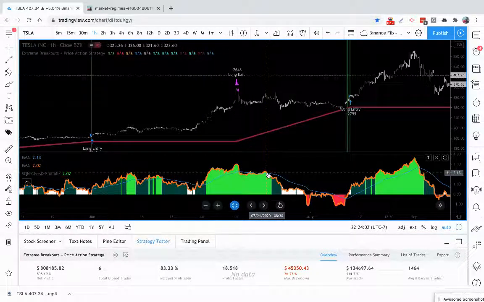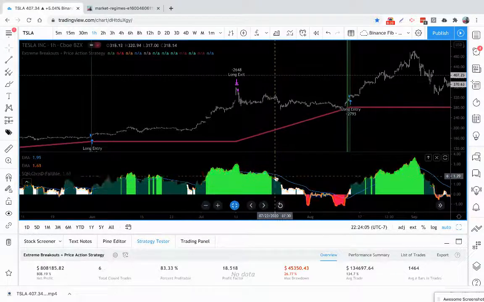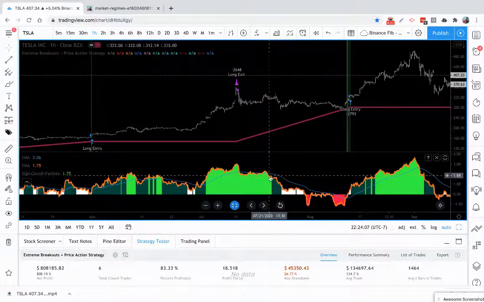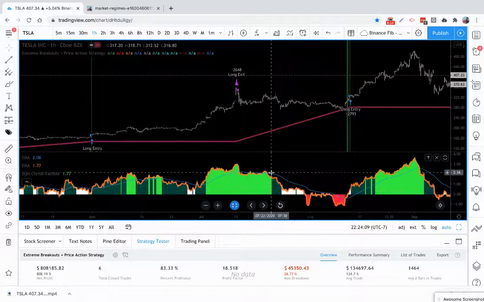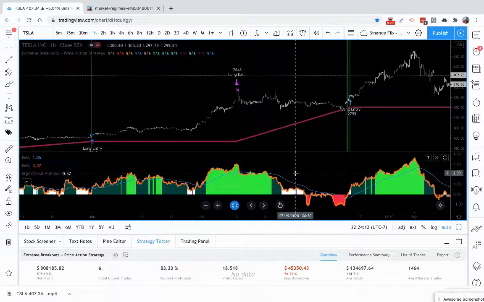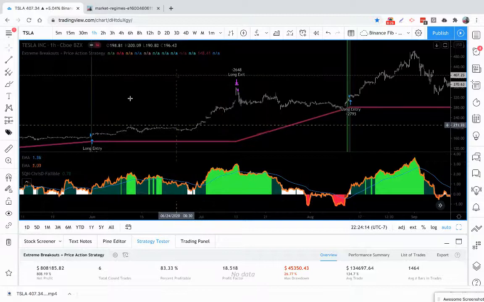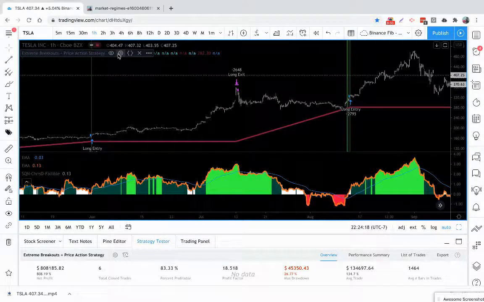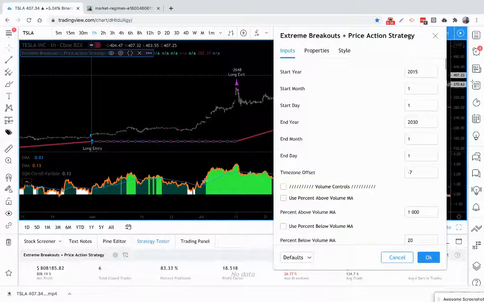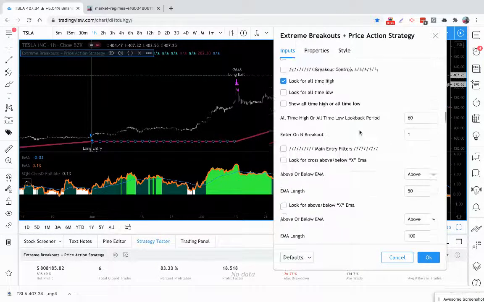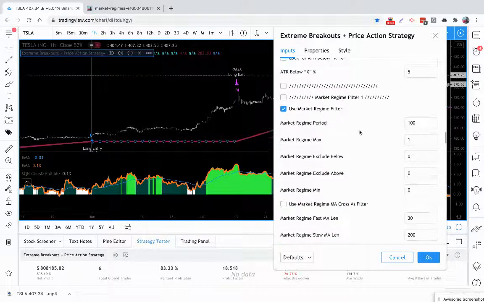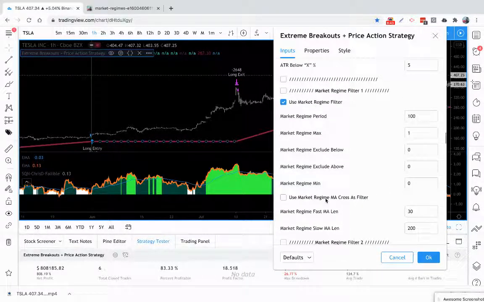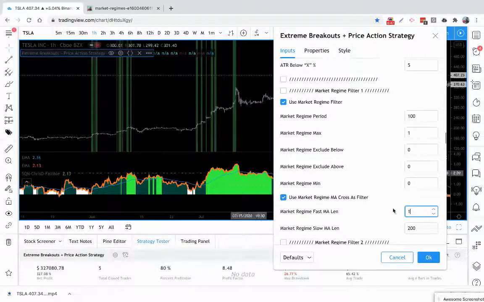And then when the fast goes underneath the slow, it keeps us in a declining market regime. So this is good for shorts when it's declining, and when it's rising, you definitely want to be in longs. That's just showing you what's working visually behind the scenes. In the code it's doing this all behind the scenes, but when we go here and select use market regime moving average cross, I would put in the fast 1 and the slow 50.